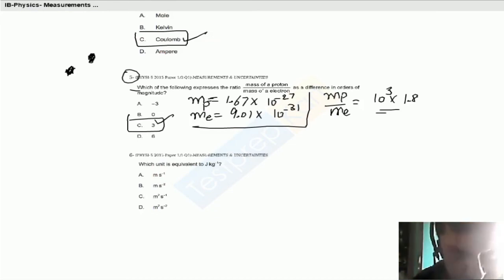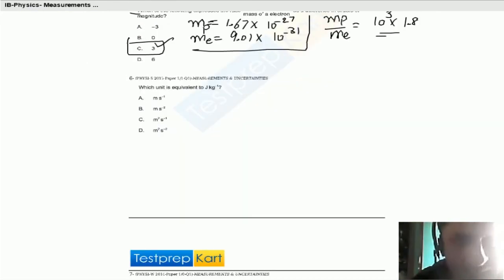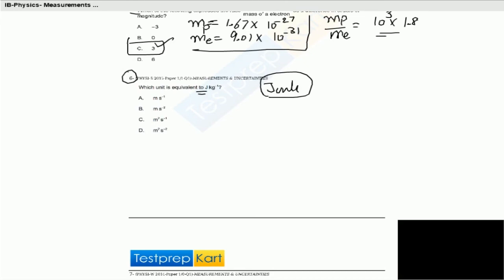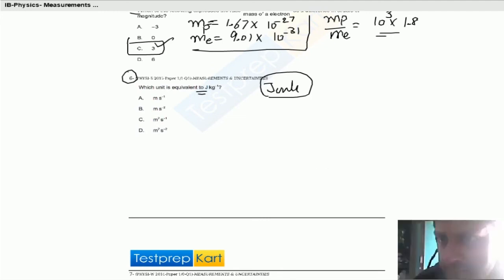Can you look at next? Okay. But do you know what is joule? What is kilogram here? Yes. Okay, just try this. Yes, Soumya, is it? Hello. I said D. Yes, Soumya, can you hear me? Hello.